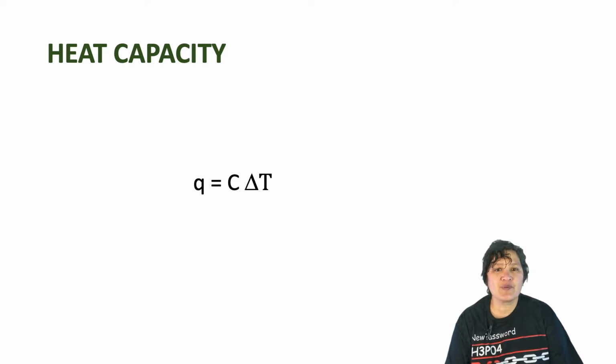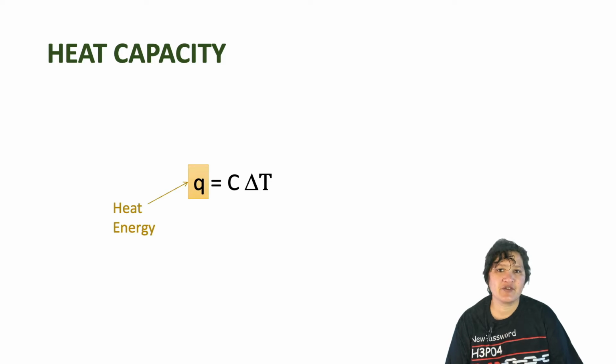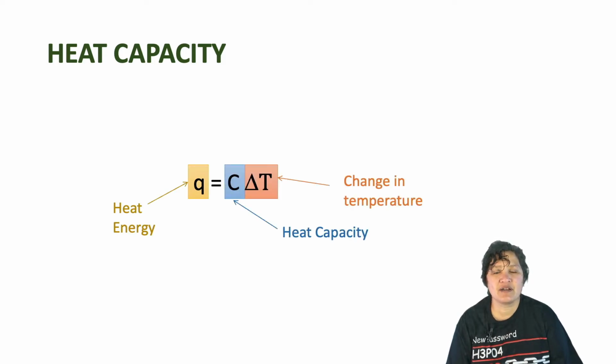What do those variables mean? Well, Q is the amount of heat energy that is put into the object, C is the heat capacity of the object, and delta T is the change in temperature that occurs.